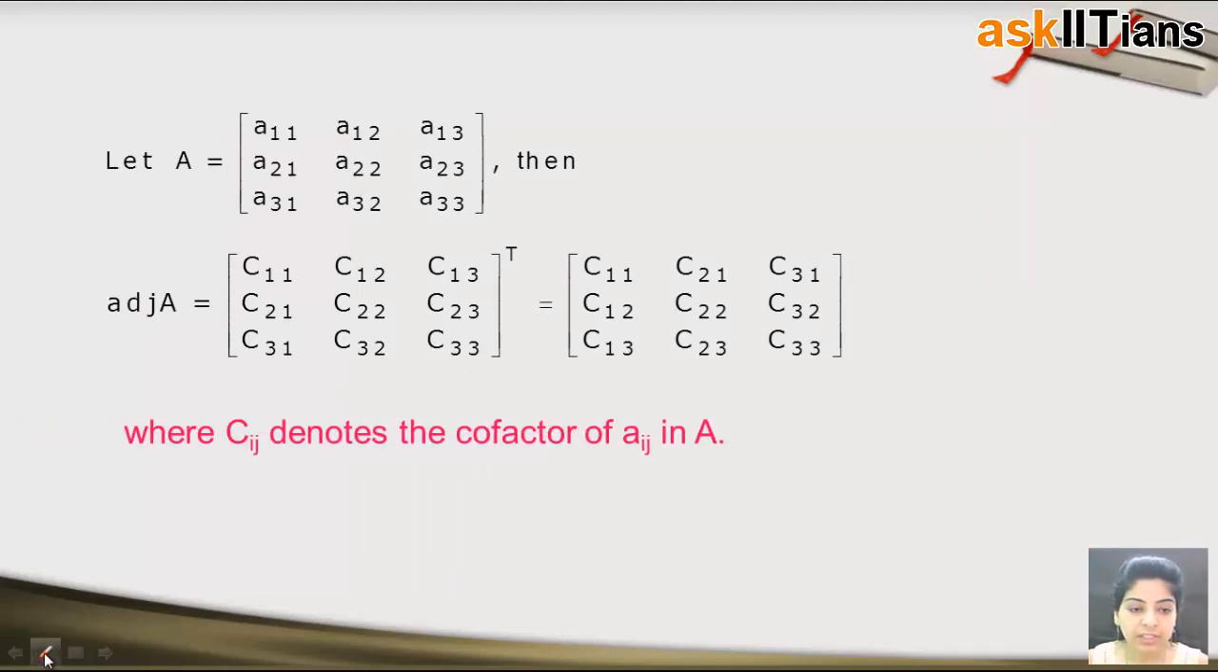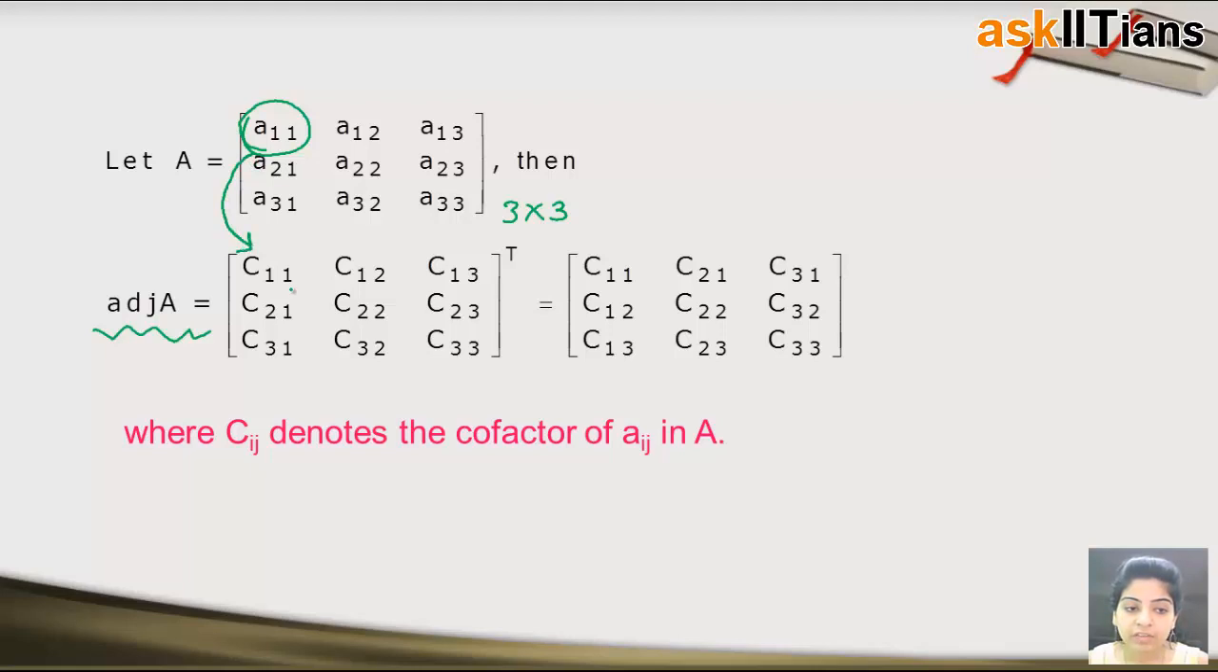Suppose we have a matrix A, and the general matrix you know is A11, A12, A13. This is a general 3 cross 3 matrix. So if the matrix A of order 3 is, we need a square matrix, right? So we have A11, A12, A13, A21, A22, A23, A31, A32, A33. Then what do we do in order to find the adjoint A? You first need to find the cofactors, right? Cofactor, you should refer to my previous session if you don't remember.